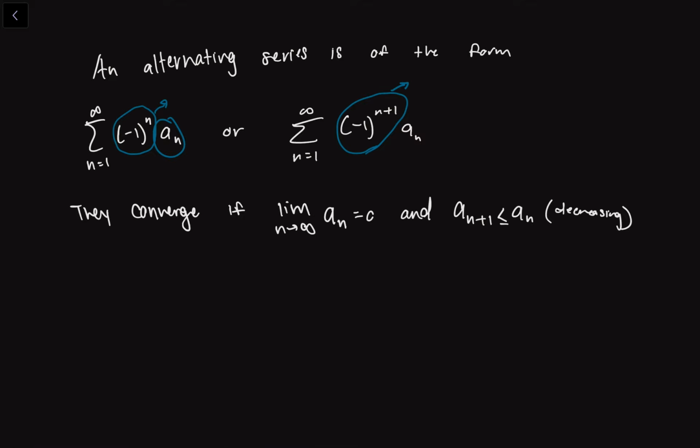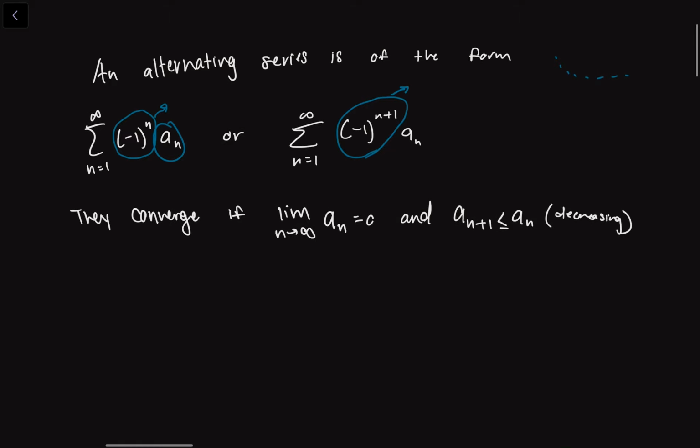So instead of a series doing something like this, in this case, with this alternating term, it's just going to go above and below the x-axis, but it still might converge. So let's look at this case. They converge, there's only two rules.